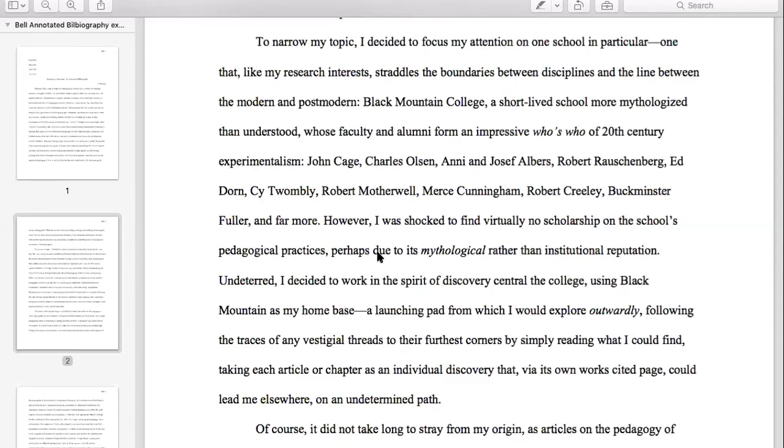And so I'm saying that I'm using them as sort of a launching pad to really follow the threads of their connections in order to focus my research.